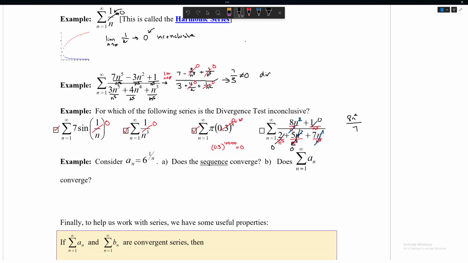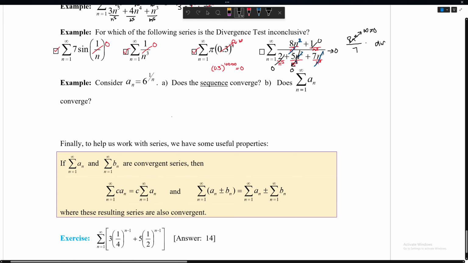When I take the limit of this, this will go to infinity. And since it's infinity, it is not inconclusive, because remember, inconclusive means this has to go to 0, but this does not equal 0. And so it is not inconclusive, it's actually divergent. So it diverges. Okay? And consider this, does the sequence converge?